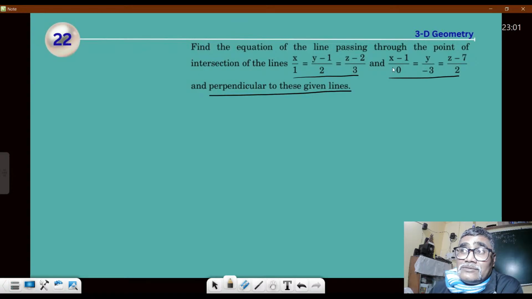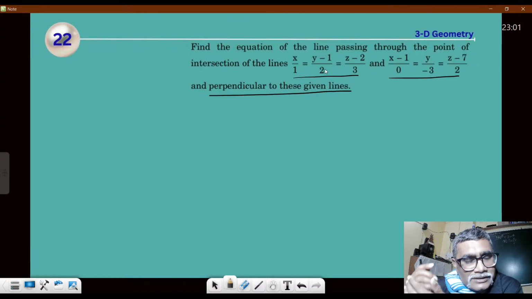Similarly, here for this you consider mu. So the first or the x coordinate will be 1, second y coordinate will be minus 3 mu, and z coordinate will be 2 mu plus 7. And now to get the point of intersection, there should be some value of mu and lambda for which both the x coordinates are equal, both the y coordinates are equal, both the z coordinates are equal.